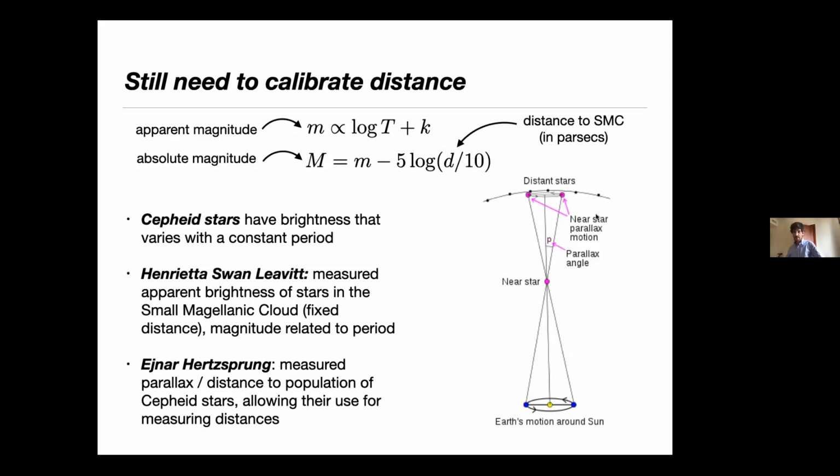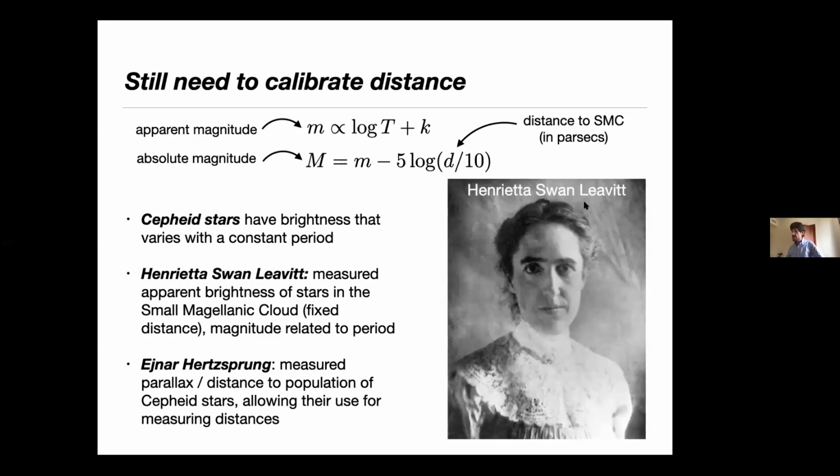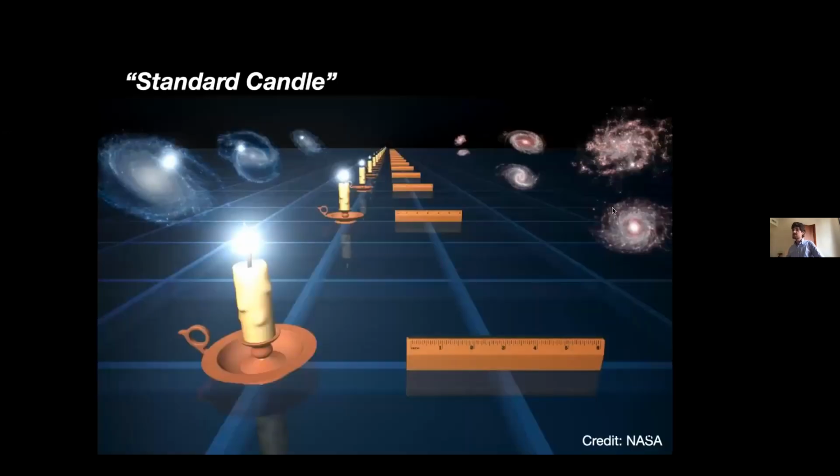To put this in perspective, this is what we call the method of standard candles, because you know how bright the star is intrinsically, and then based on how much it is dimmed, you can infer how far away it is. It's like if you have a standard candle, if it looks dimmer, you know it must be further away from you. Okay.